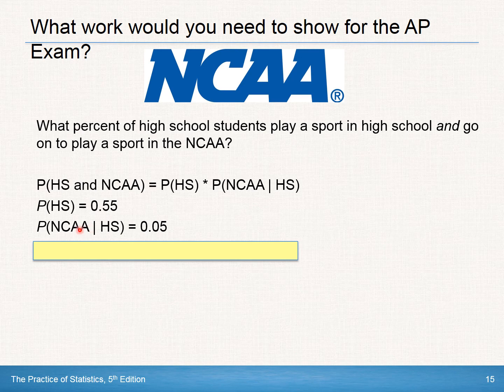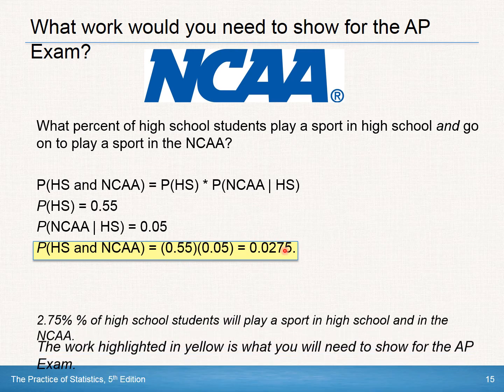We know that the probability that they go on to play for the NCAA, given that they went to high school, is 0.05, because the wording in the sentence said 5% of those students go on to play for the NCAA. So 5% of the students in high school, so given that they were in high school. On the AP exam, you need to show the probability that they went to high school and played for the NCAA, these two multiplied, the 0.55 and the 0.05, and then your final answer as a decimal.